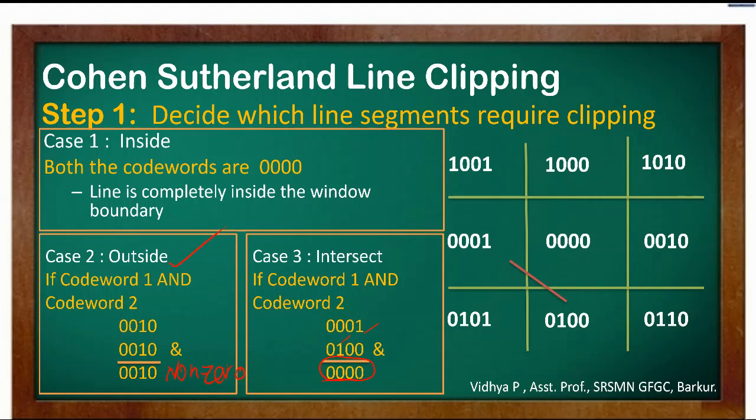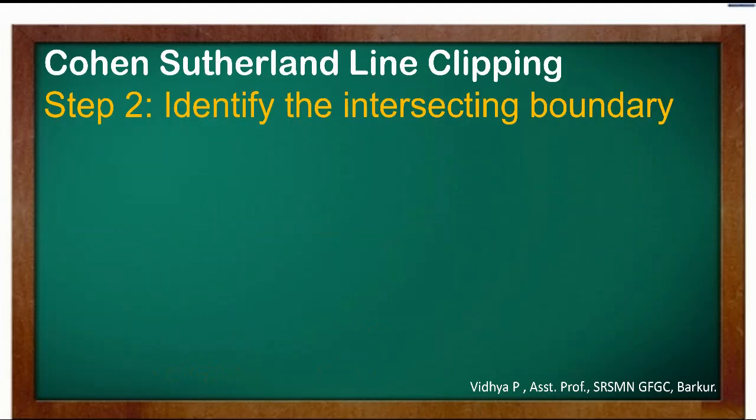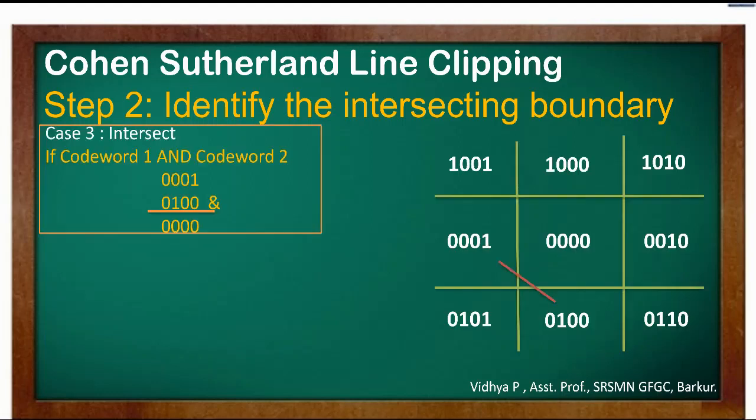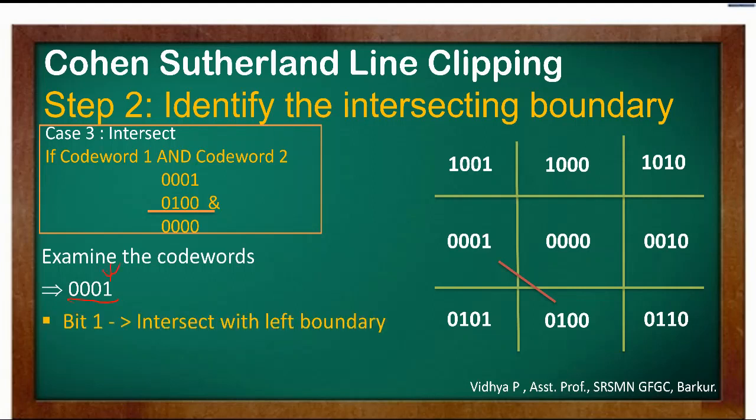So we go for the next step. We have to identify the intersecting window boundary. To identify that, we examine the code words. When we examine the code word 0001, it has 1 in the first position, so we say that it is intersecting with the left boundary. For the second code word, 0100, we have 1 in the third position, so we say that it is intersecting with the bottom boundary. Like this, we can identify the intersecting boundary.